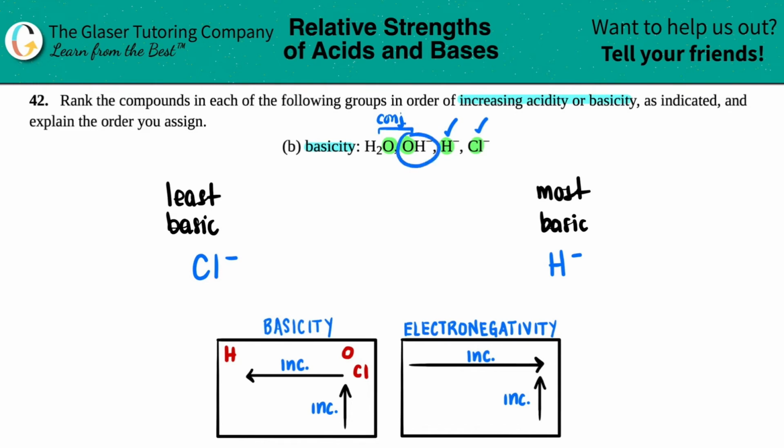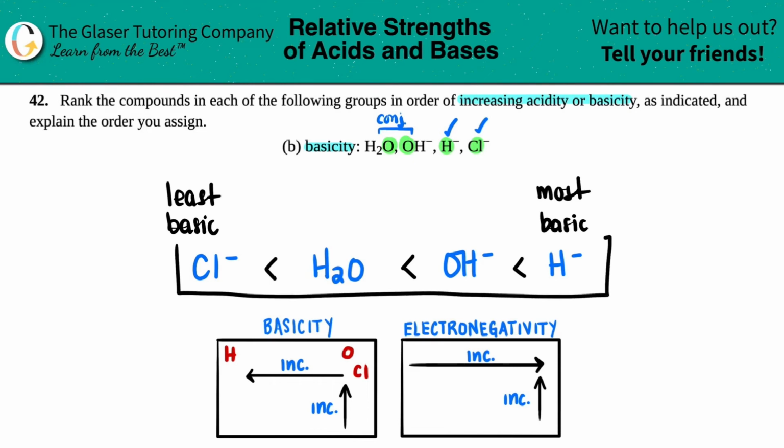This one has to be more basic because it lost one more hydrogen. So the OH minus would be over here, and the H2O would be on the lesser basic side. The OH minus would be on the more basic side. And now we just have to write our little greater than or less than. So since we're going from least to most, we draw less than symbols. Cl minus is less than H2O, which is less than OH minus, which is less than H minus. And that is your trend. So maybe if I just box this off, here is the answer.